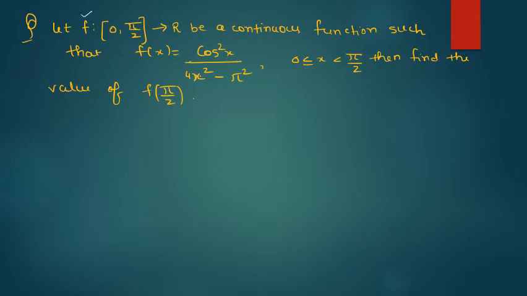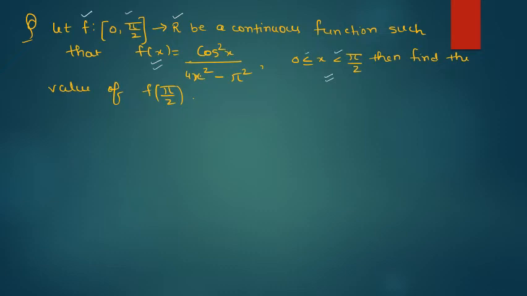Let a function f, from 0 to pi by 2 tending to real numbers, be a continuous function such that the value of f(x) is this, and x is tending from 0 to pi by 2. This is a closed interval and this is open. Then find the value of f(pi by 2).